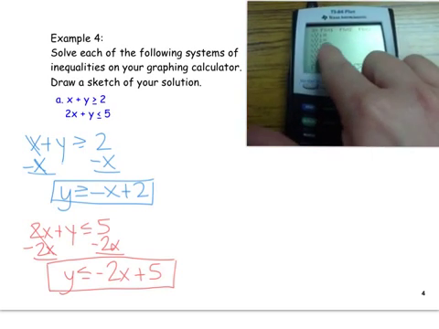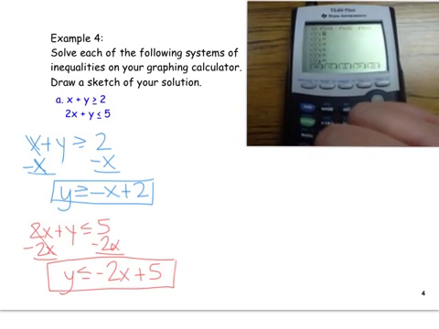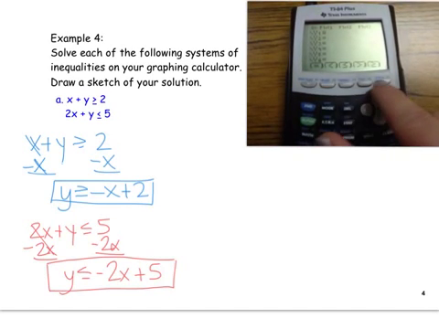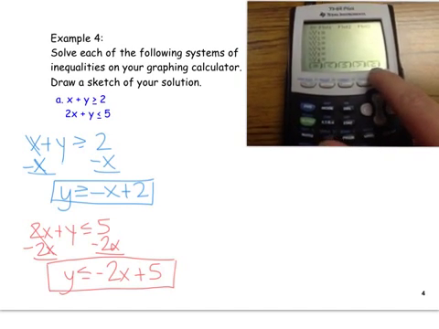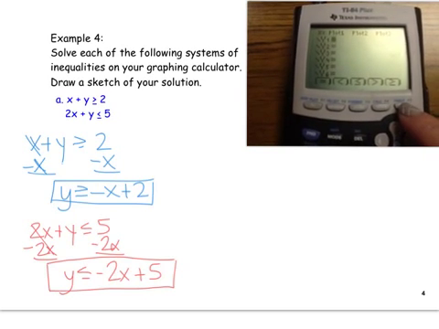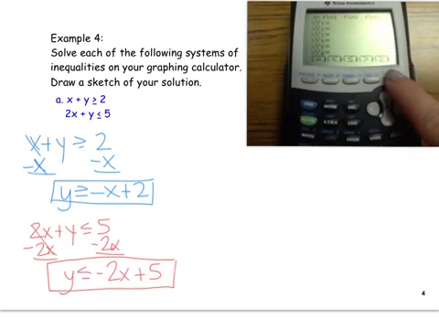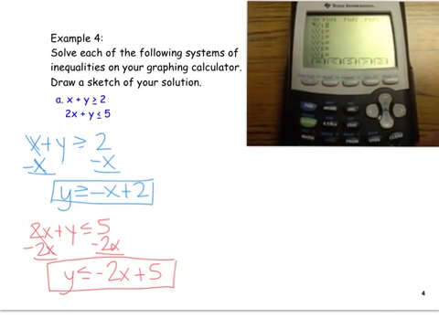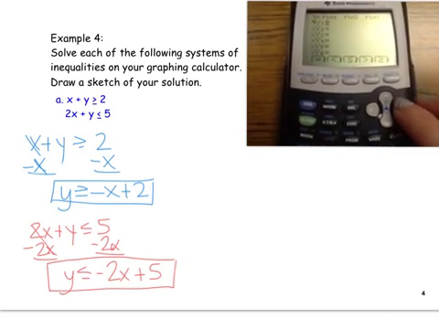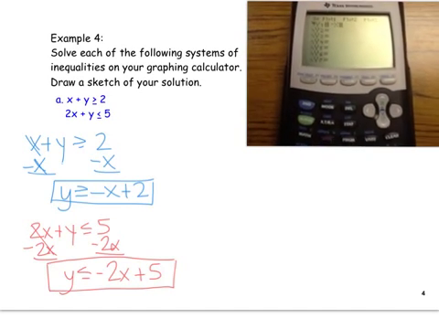So how do I change the equal sign to my inequality? Well, for my blue inequality, I need a greater than or equal to symbol. That's this one. So how am I going to choose that? Well, it's right above the graph button. So I'm going to choose alpha graph, and it's going to change that to a greater than or equal to symbol. Right arrow, type in negative x plus 2.